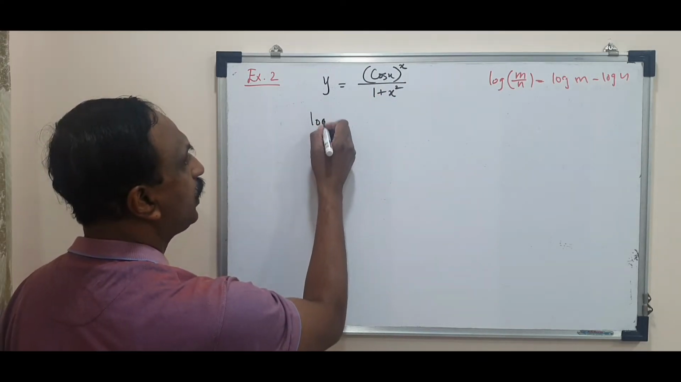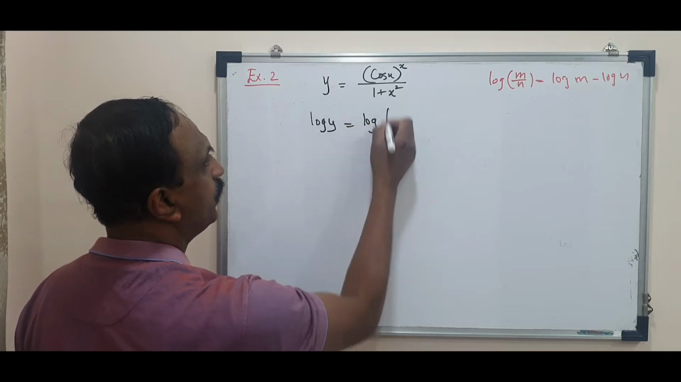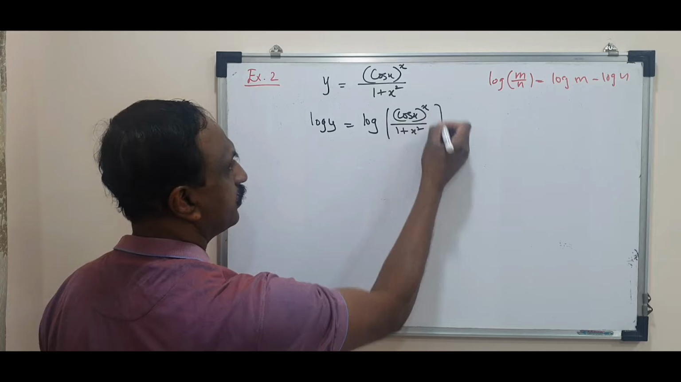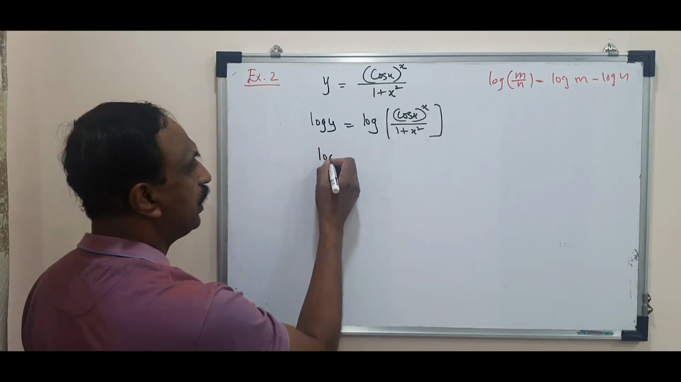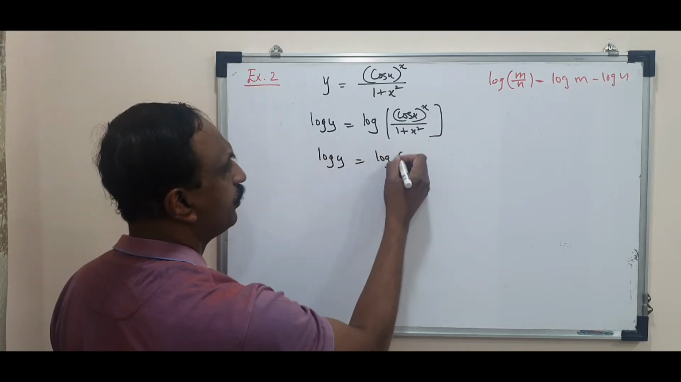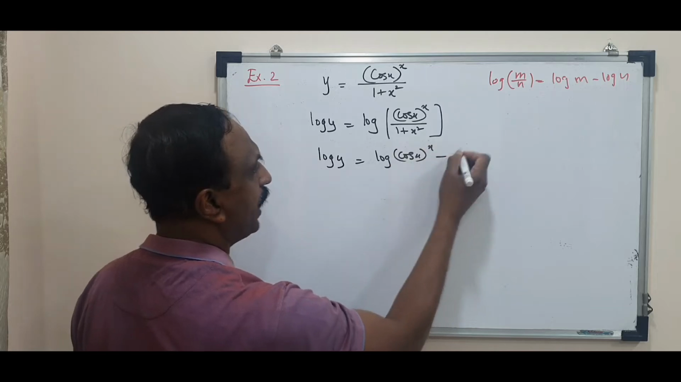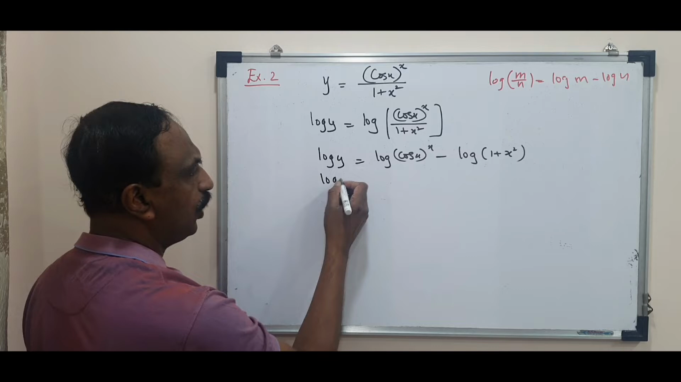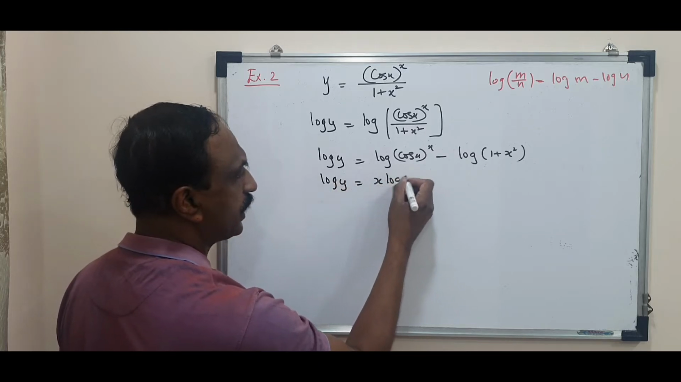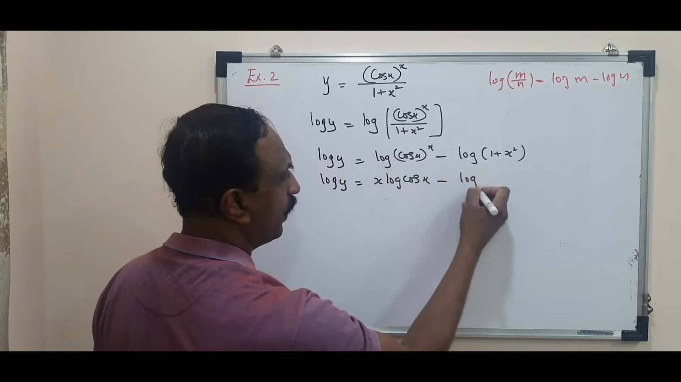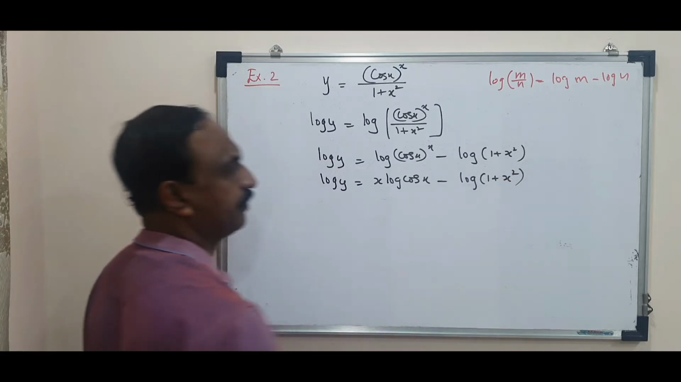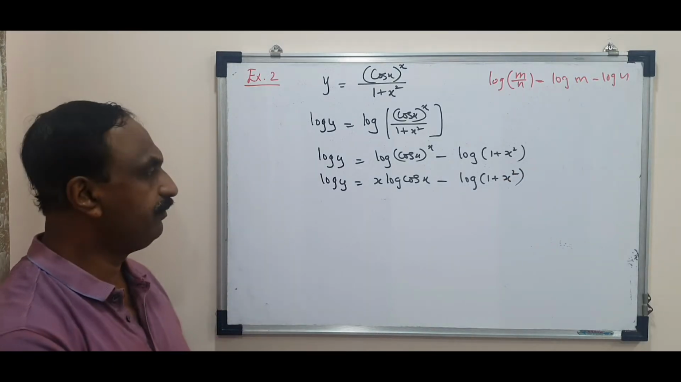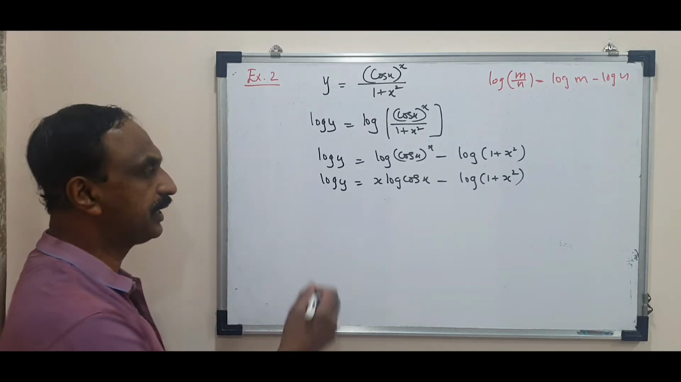So when you take log y is equal to log of cos x raised to x upon 1 plus x squared, I can write this as log y, log of cos x raised to x minus log of 1 plus x squared, which I can write as log y is equal to x log cos x minus log of 1 plus x squared. Now, after you have done all the property of log, like the previous problem, find the derivative. I'm going to take a few steps less here.